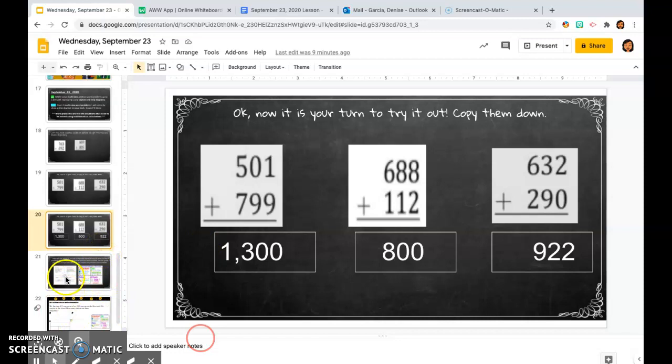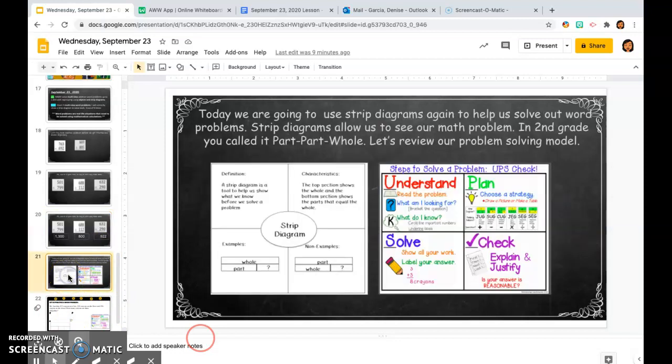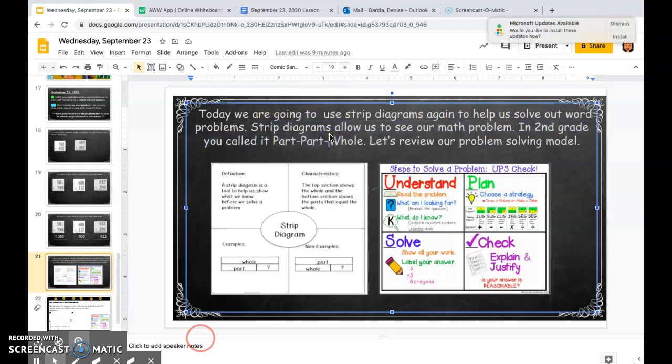Awesome. So below, it says that we are working with word problems. In word problems, we are going to be using strip diagrams again to help us solve them. We are going to use a strip diagram to allow us to see our math problem. In second grade, you might have called it part, whole, but it's still the same thing. A strip diagram is a tool that helps us show what we know before we solve a problem.